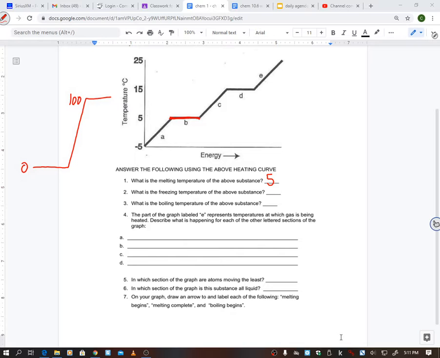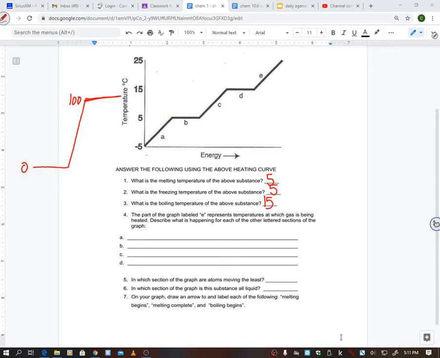What is the freezing temperature? Well, remember, it's melting if I'm going up, it's freezing if I'm going down, but it's all at that line there, so 5. What is the boiling temperature then? If I'm looking here at this plateau, that is boiling, just like this is boiling for water, and that is 15.